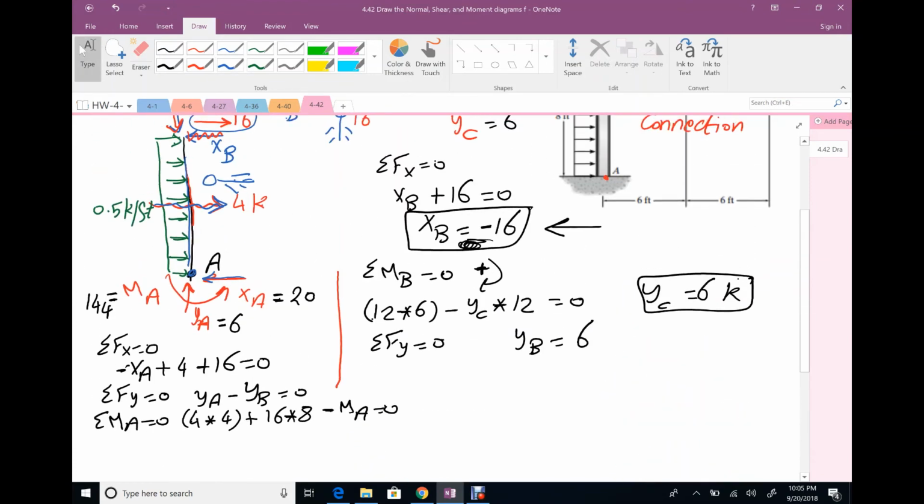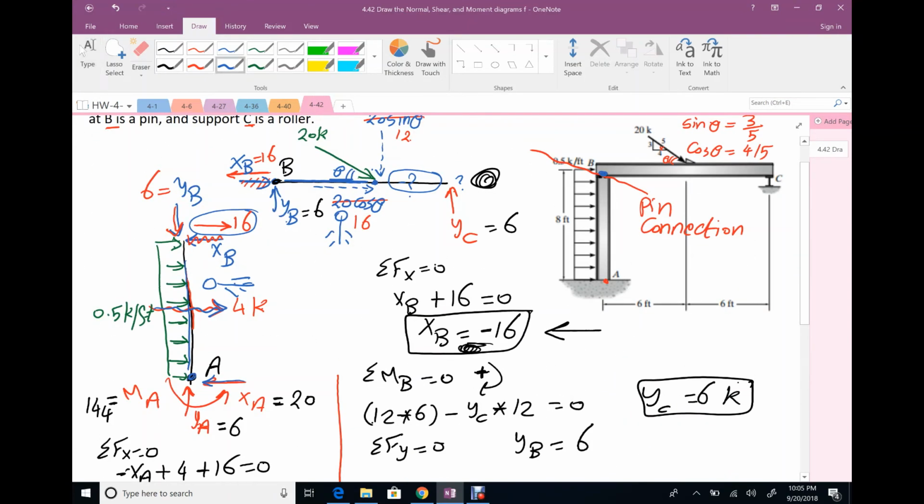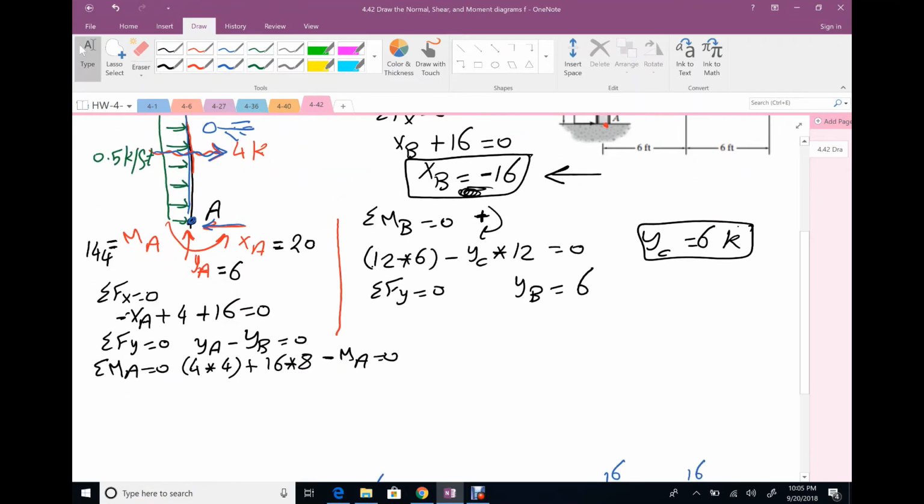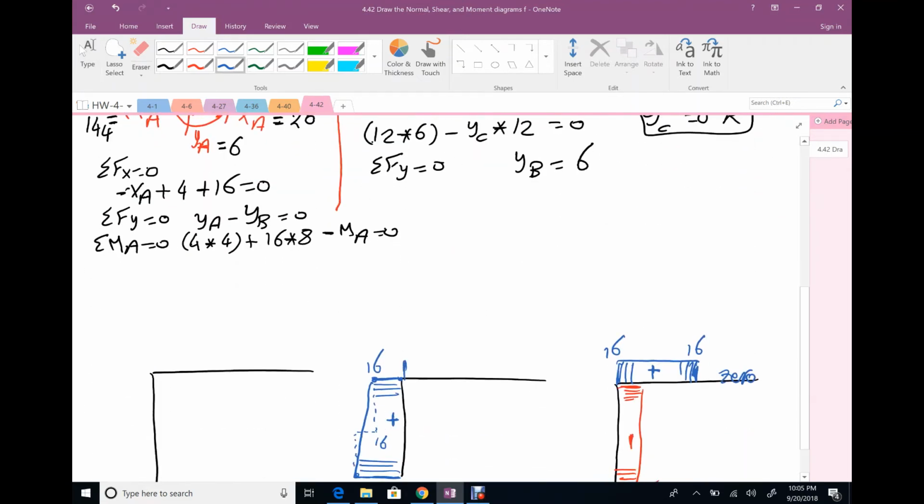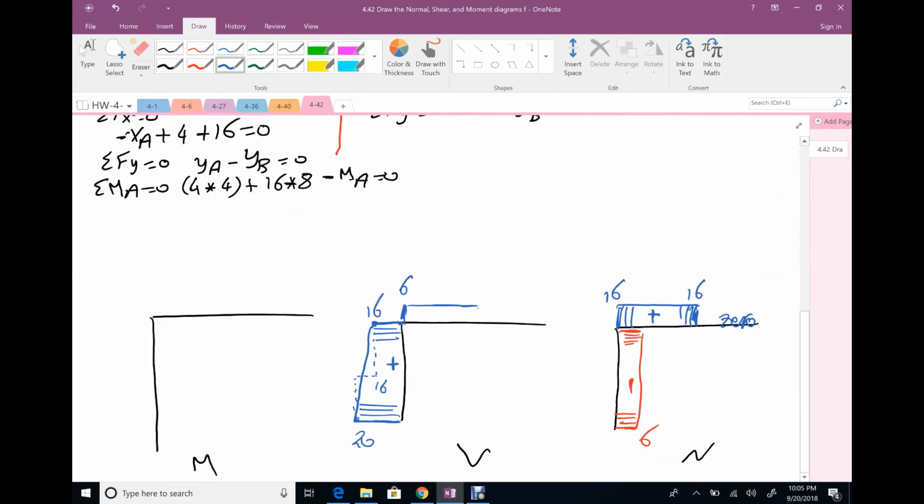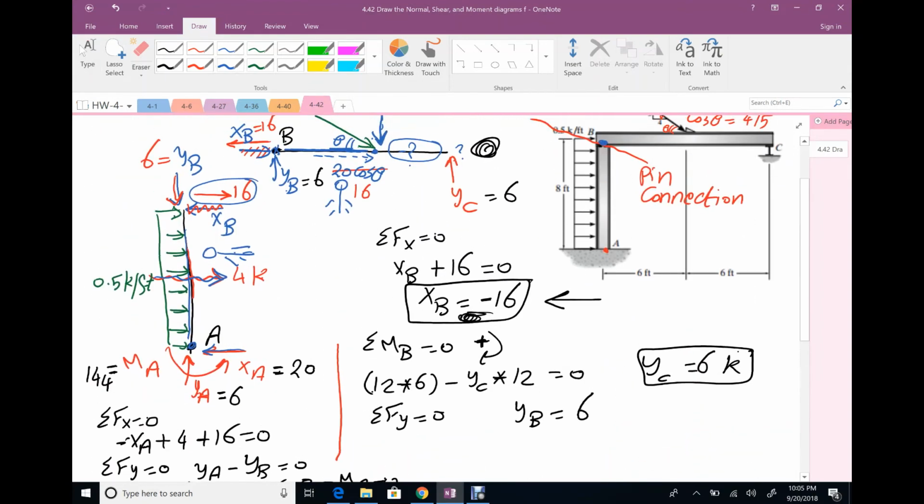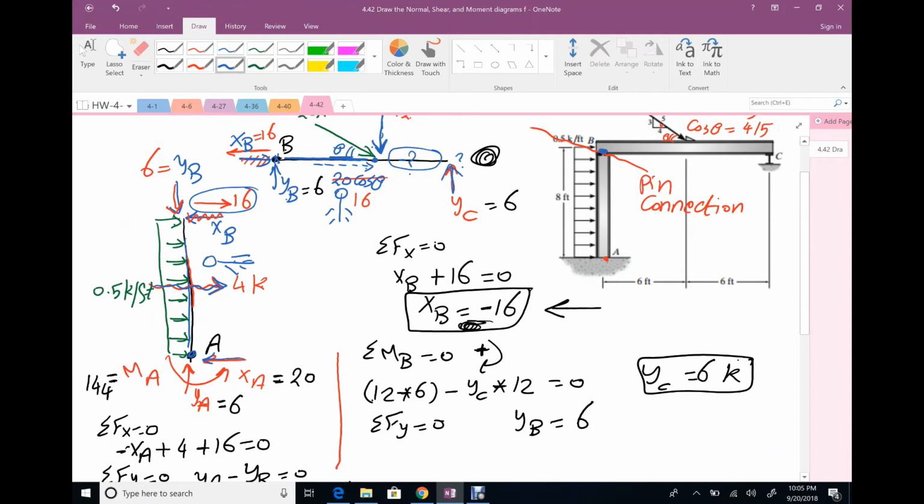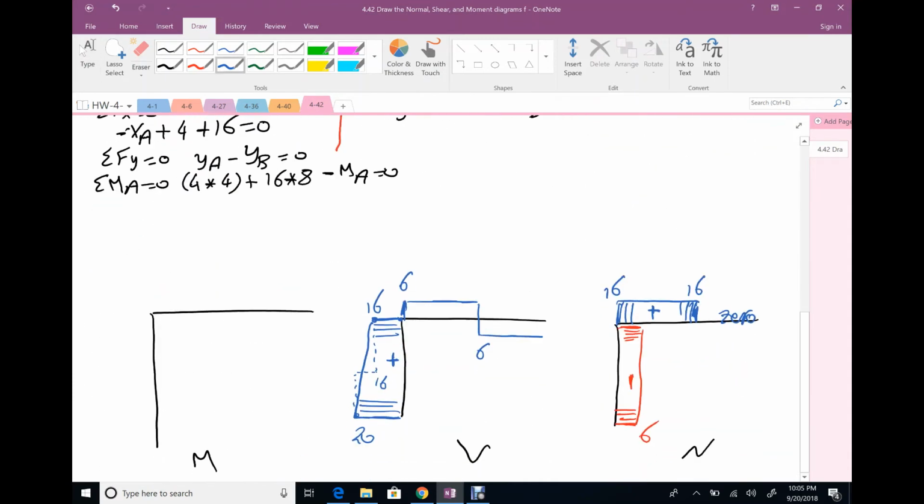For the horizontal member, based on my position, here is my left, I have YB going up 6. Keep going constant till you find 12. The vertical component 12 goes down, so I will go down 12 until negative 6. Keep going till you find your reaction YC, which is 6, and it will close to 0. Negative, positive.